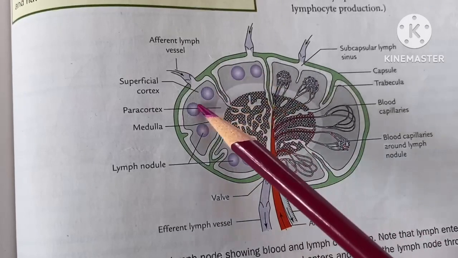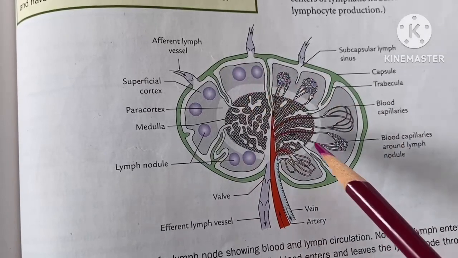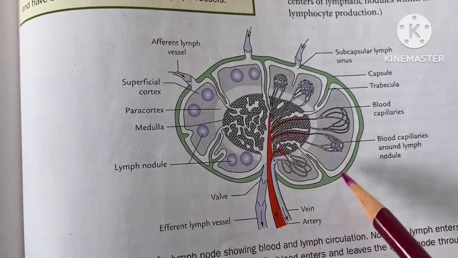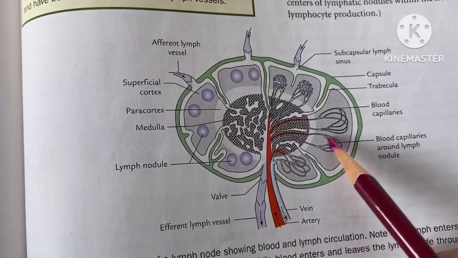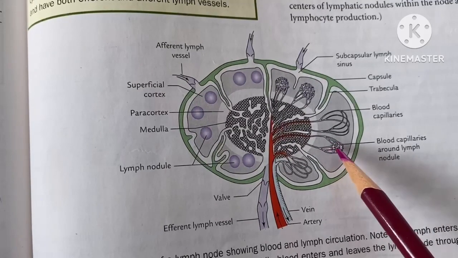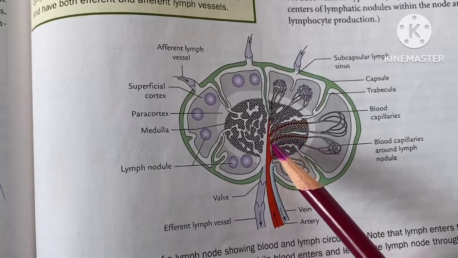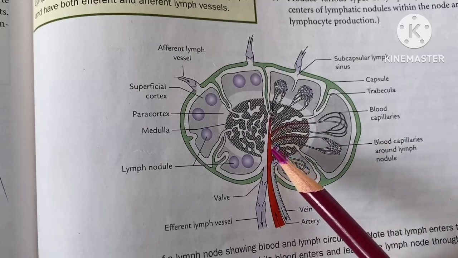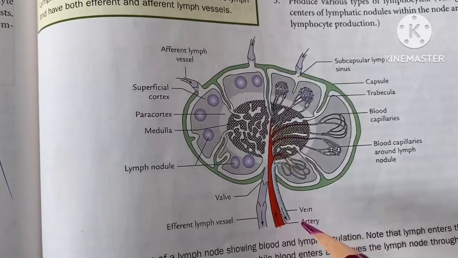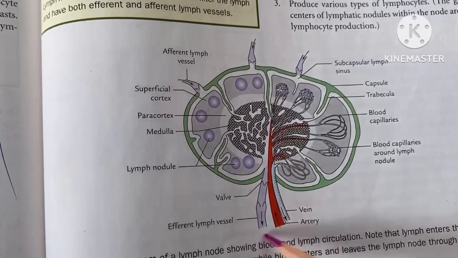Superficial cortex, it contains the lymphatic nodule that mainly consists of the B lymphocytes. So these blood vessels, arteries, divide into the capillaries around the lymphatic nodules. And from here the blood passes through the venules and goes into the veins, the veins unite and form the vein. So the blood comes out through the veins and lymph exits through the efferent lymphatic vessels.